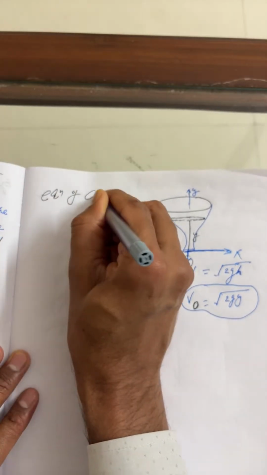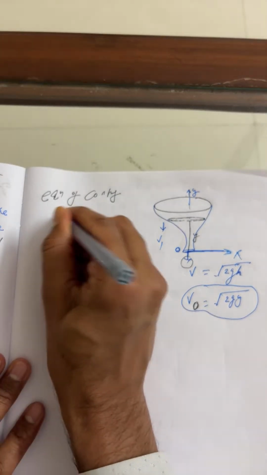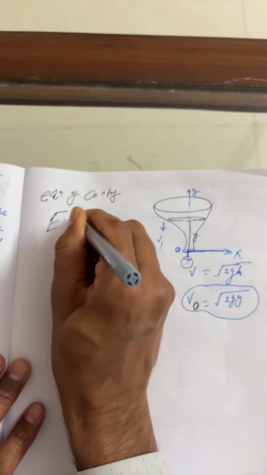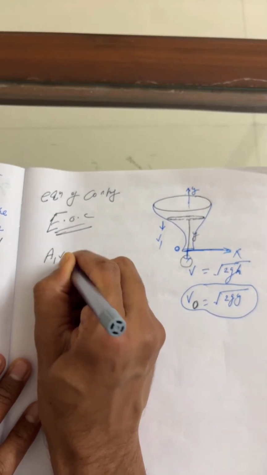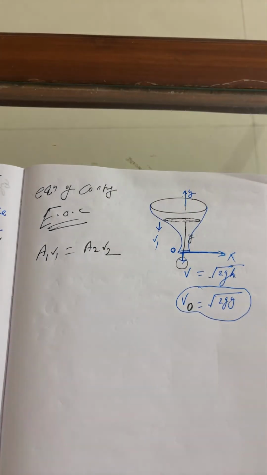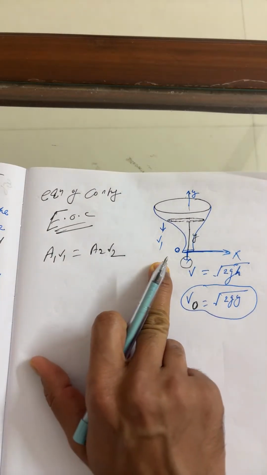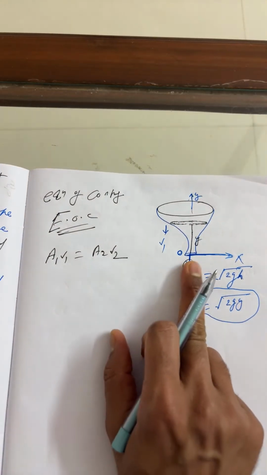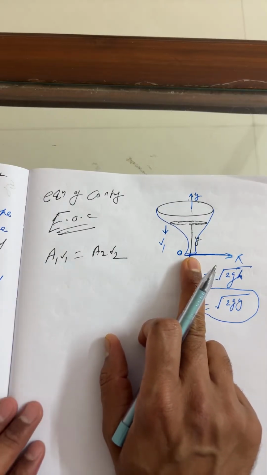Since I'm going to use the equation of continuity (EOC), what is the equation of continuity? A1 V1 equals A2 V2. We can take for consideration here that this is x, and we wish to find the velocity V1.